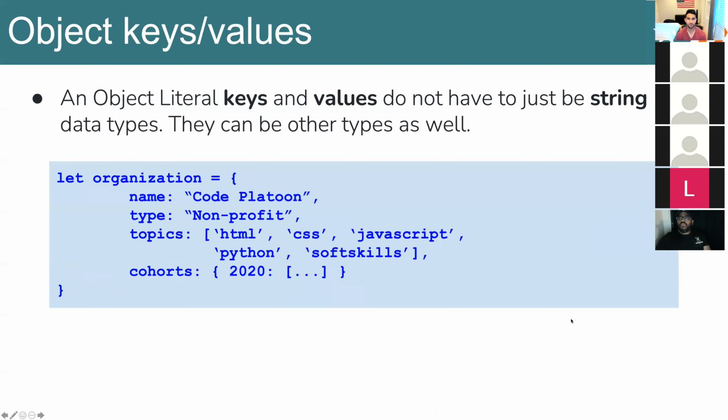So in object literals, keys and values do not just have to be strings. They can be other data types. Like here we have an example of an organization. It has a name like Code Platoon, that's a string. A type, which is nonprofit. It has topics, which is an array of strings: HTML, CSS, JavaScript, Python, soft skills. And then we have cohorts, and this is an object. And this object contains a key value pairing, 2020, and here we'd probably have an array of, maybe the students in that cohort, for example.